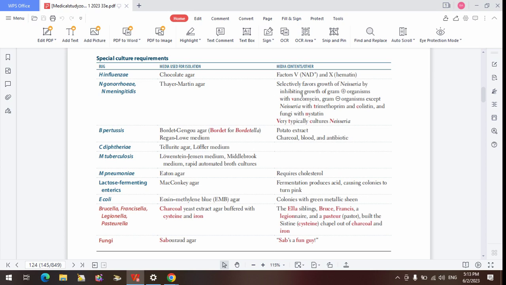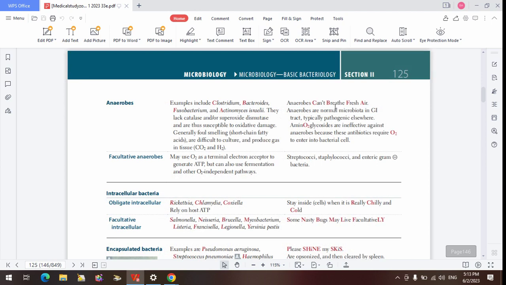So it selectively favors the growth of Neisseria, making it a selective agar. So you're not going to pick enrichment agar in that kind of situation. It is a selective agar. What are the things that destroy the other organisms? It contains vancomycin. So what organism do you think vancomycin will be working more against, based on what we have said so far?